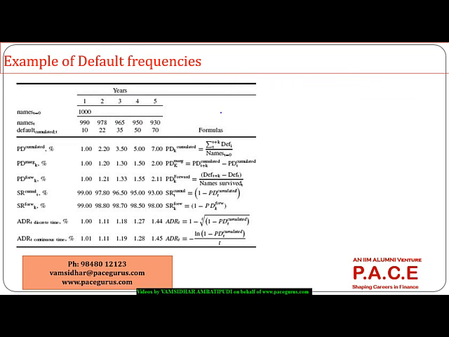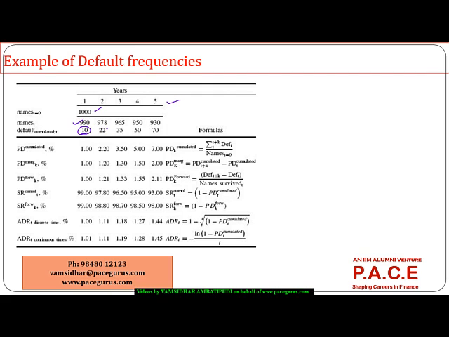So let's look at a small example. I think this should give a lot of clarity for us. Okay, take this scenario. Initially we had 1000 names. I'm talking about a 5-year period. So in the first year 10 companies have defaulted, which means there are 990 left.